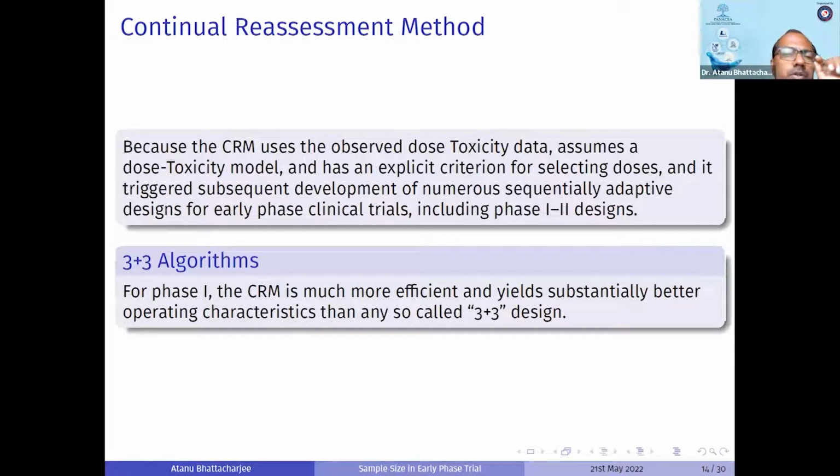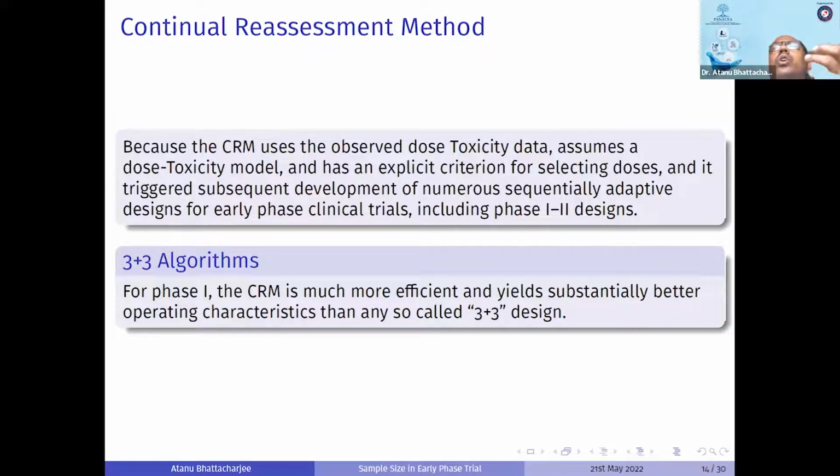Because the CRM uses the observed dose toxicity data, assumes a dose toxicity model, and has explicit criteria for selecting doses, it had an impact and triggered the subsequent development of numerous sequential adaptive designs for early phase trials. So based on the CRM method, later on the sequential adaptive designs were developed. I would say CRM is a very straightforward and approachable method, and people can easily adopt it in any trial.